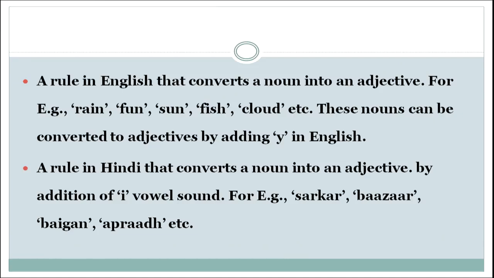Now, similarly, how do we convert a noun into an adjective in Hindi? That is by the addition of the I vowel sound. For example, we have the words sanskar, bazaar, baingan, apradh. If I add the I vowel: sanskar, sanskari; bazaar, bazari; baingan, baingani; apradh, apradhi. So the noun is changing into an adjective.